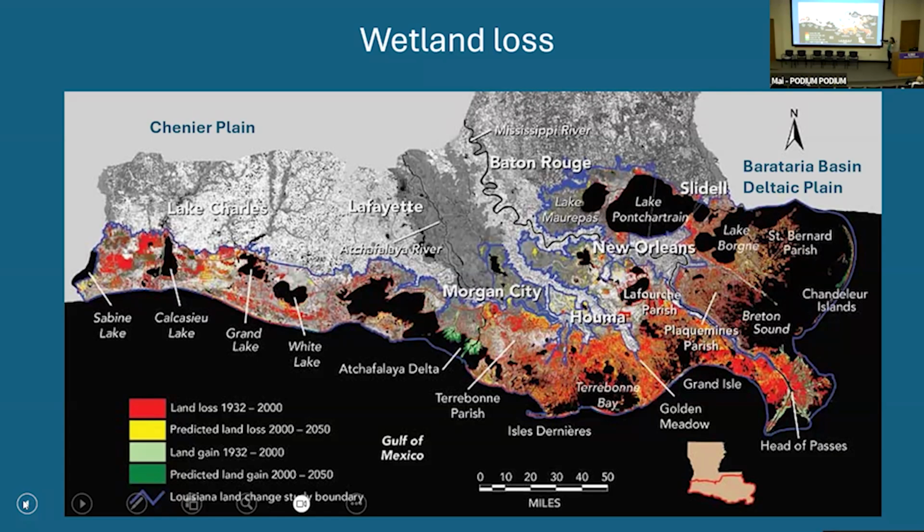This is an older map, but it illustrates in red the area of land that has been lost between 1932 and 2000. And this area has only expanded since then.